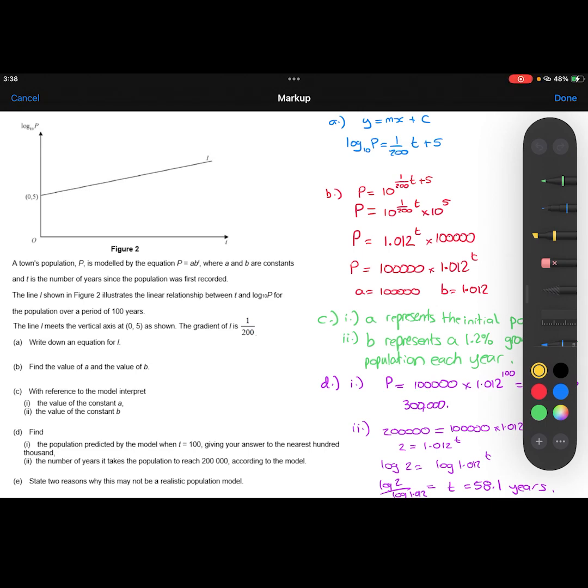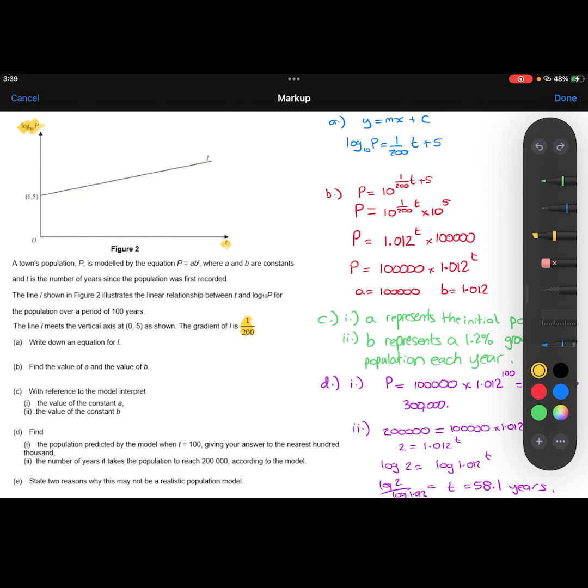Out here, I'll just talk you through it. We have got a graph here with log base 10 of p on my y-axis and t on my x-axis. We can see it's a straight line. We're told the gradient of the straight line is 1 over 200, and we're told that the y-intercept of the line is 5. So, straight line starting with y equals mx plus c, but my y-axis is log base 10 of p. My gradient is 1 over 200, my x-axis is t, and my y-intercept is 5. So this is the equation of this line.